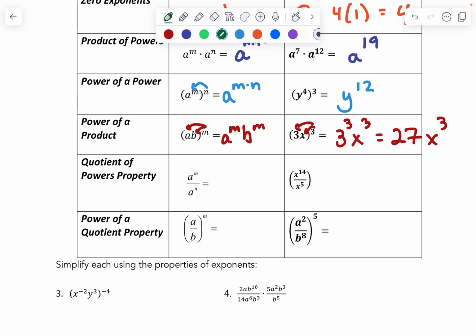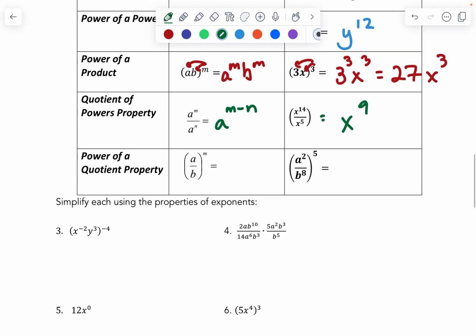Okay, anything with division means subtract. So this would mean a to the m minus n. It's always top minus bottom. So this is x to the 9th. This is 14 minus 5.